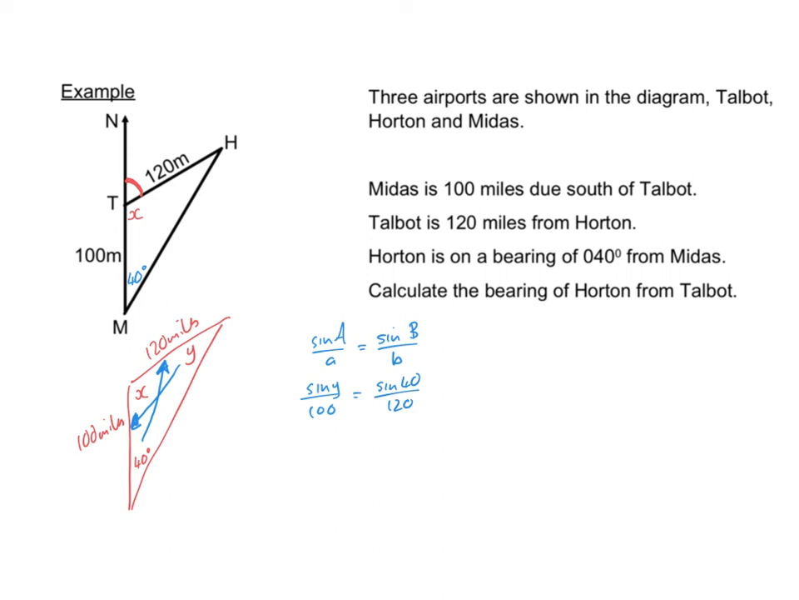And then we're going to multiply both sides by 100, so sine Y equals 100 times sine 40, all divided by 120. And I'm going to put that into my calculator to get a value for sine Y. And I end up with 0.5357. Now that's to 4 decimal places. Remember, I'm going to try and use the actual value on the screen in my calculator anyway.